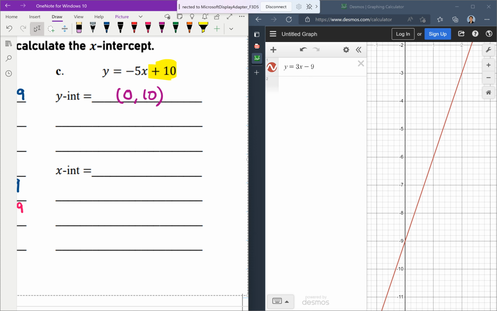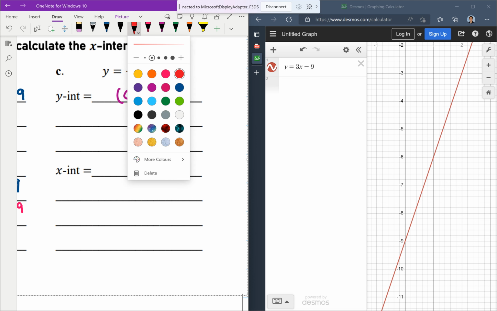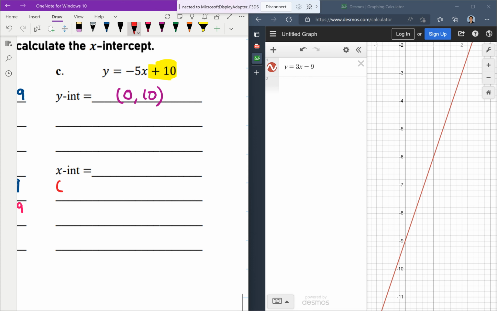Pretty good. Have a go. We got some correct answers already. Here we go. I'm going to write the solution. X we don't know. Y we know should be 0. Your equation should then be 0 equals negative 5x plus 10. That's a plus 10, so I'm going to minus 10 on both sides. Gives me negative 10 equals negative 5x. Divide both sides by negative 5.